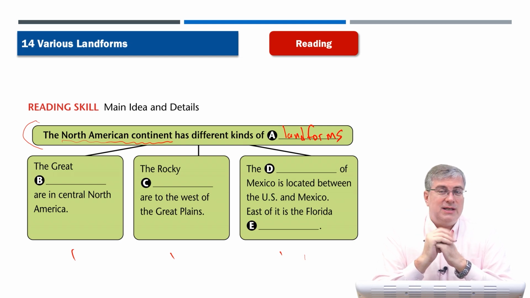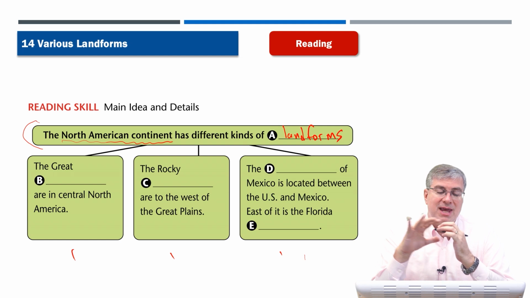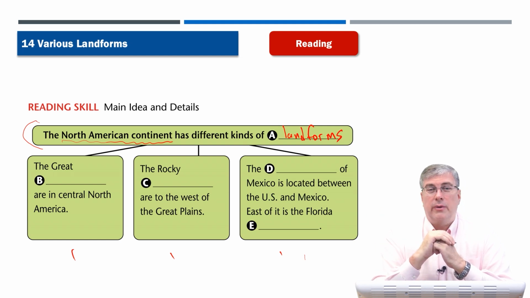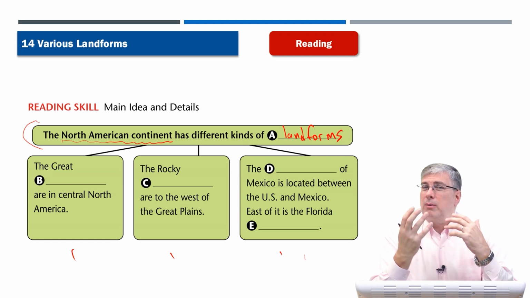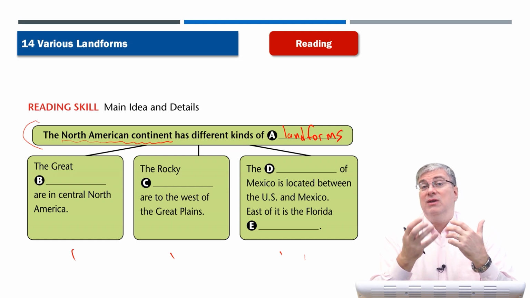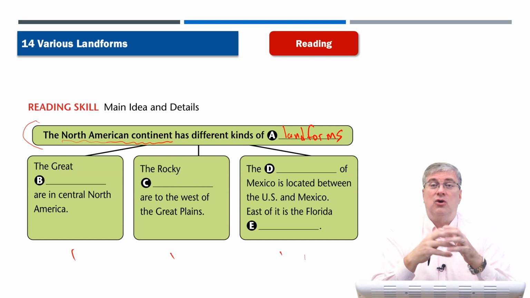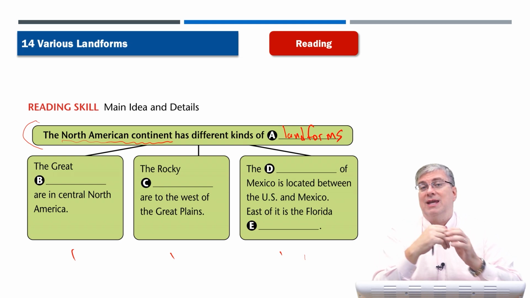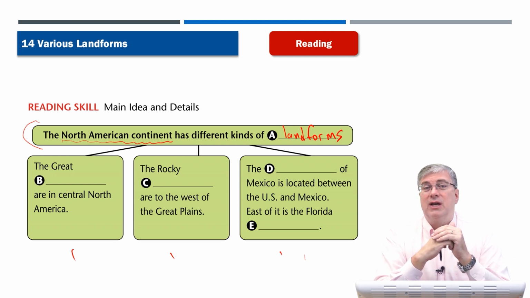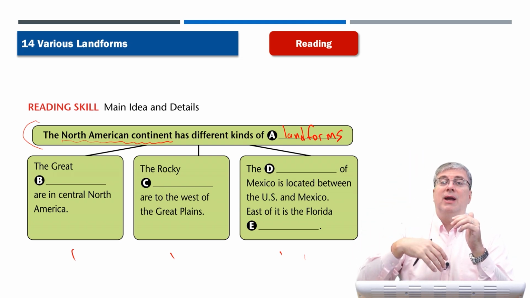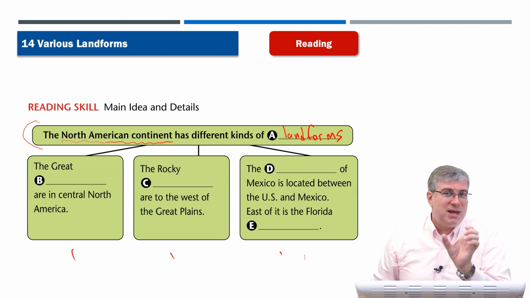So what is the first detail? The first detail is the Great Plains in central North America. Now the great what? Remember when I talked about this, I gave the example of the buffalo, right? The great herds of buffalo and also the Native Americans who would travel with the buffalo and hunt them. And they were called the Great Plains Indians.